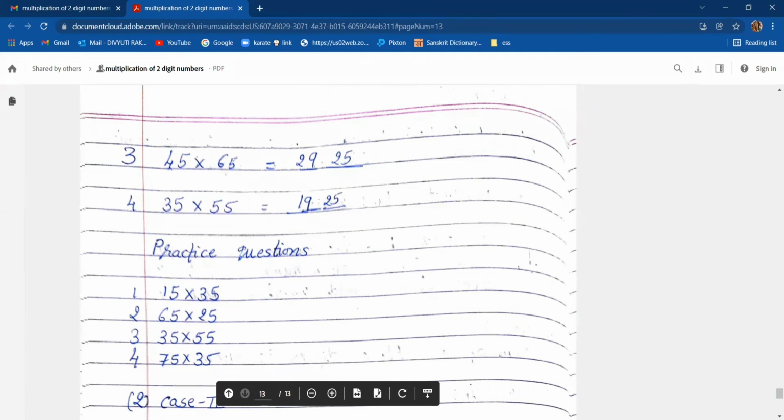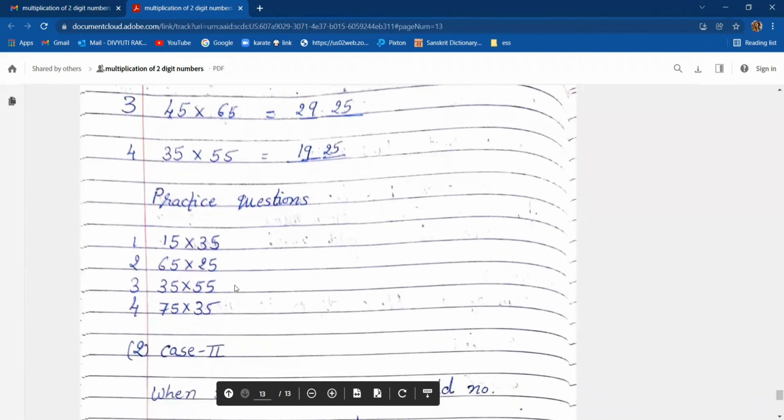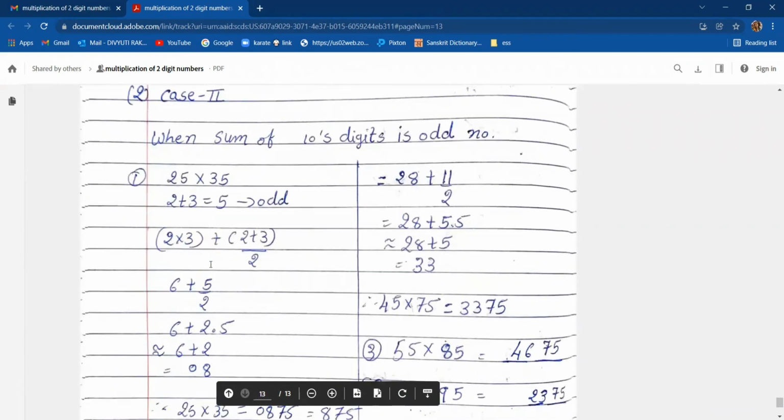So isn't it simple, when the sum is even? For an odd sum also we will apply the same method, but a little bit different condition is there, because the sum will not be an even number, so you cannot divide it by 2. So what you will do, we will see in the next case. So I hope you have written these practice questions. So let's move on to the second one.